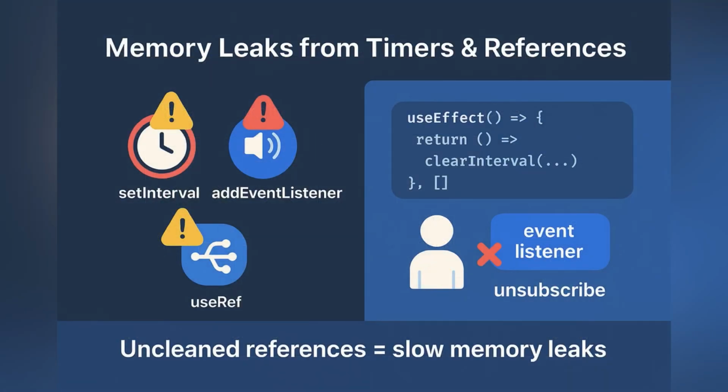Memory leaks often come from holding onto references that should be released. This happens when you use timers like setInterval, subscriptions like addEventListener, or retain large closures without proper cleanup. Always clear intervals in useEffect. Unsubscribe from listeners and avoid retaining data across unnecessary renders. Use useRef wisely, it doesn't trigger re-renders, but it can keep objects alive forever.